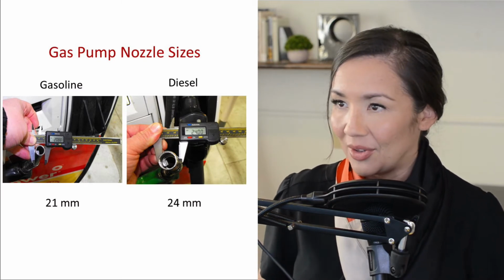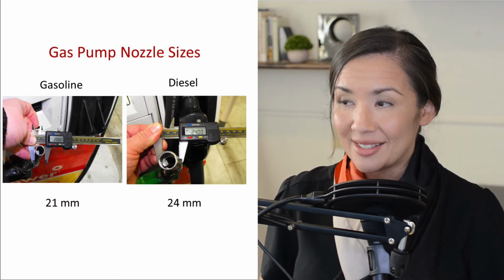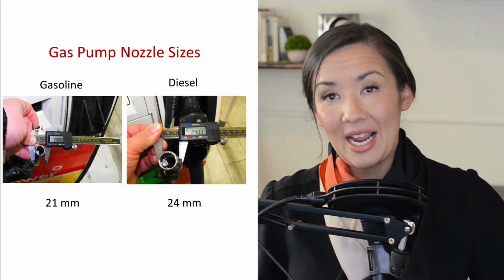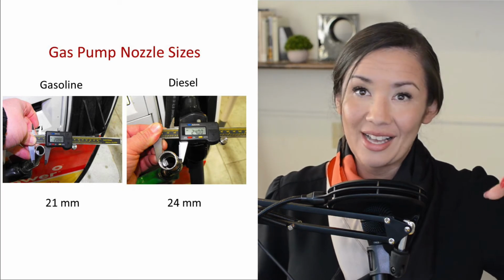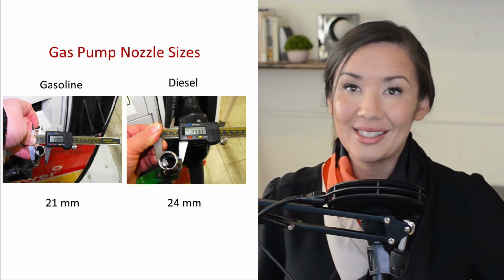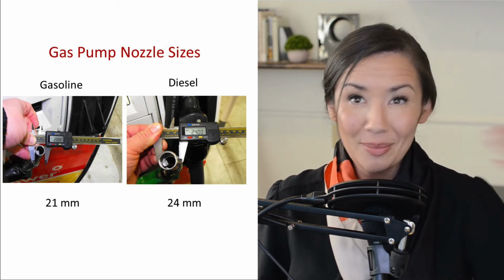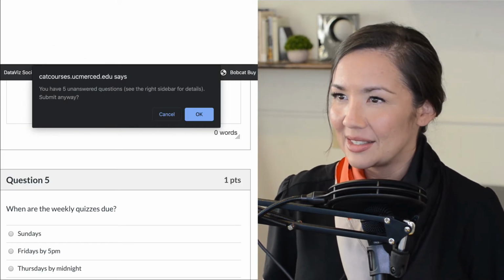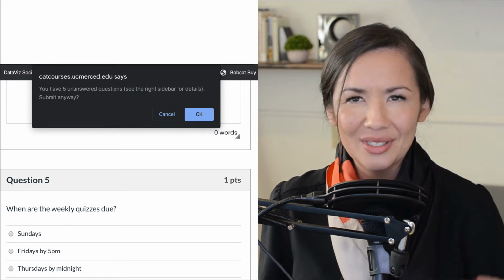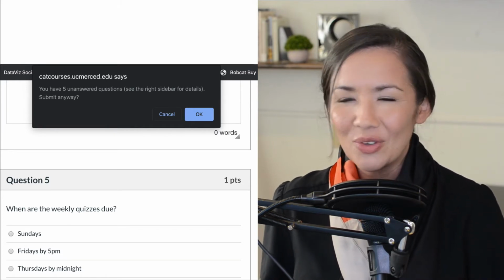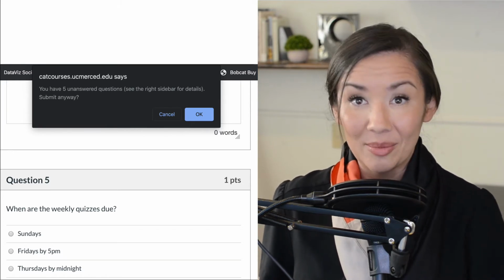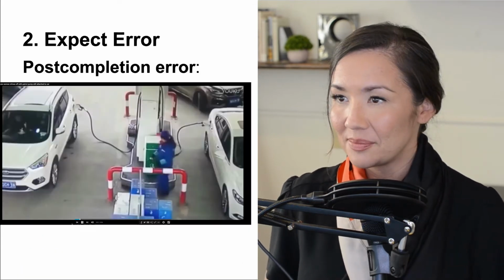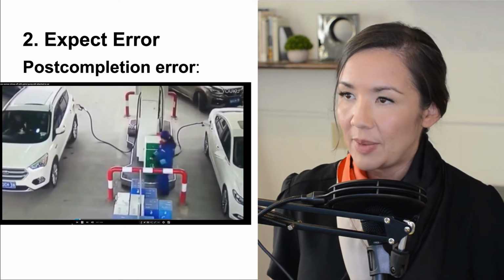Another really great example: gas nozzles for gasoline and diesel are different sizes, so you literally could not insert a diesel size nozzle into a gas type car. It is just prohibiting you from making that error. And I think this is the last one. This is in CAT courses or anytime you're doing a survey. If you forget to answer some things, it will give you an error message saying you should probably complete some of these questions.